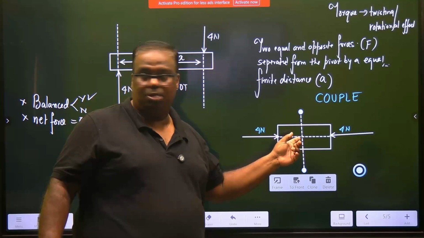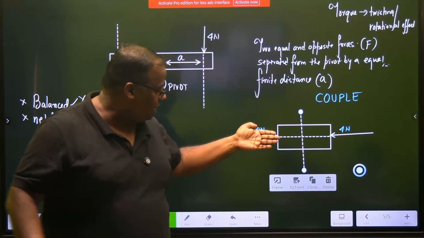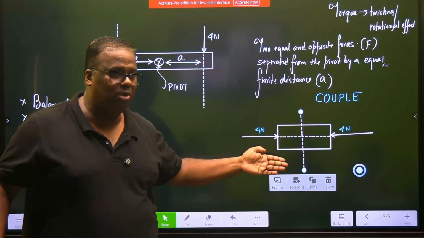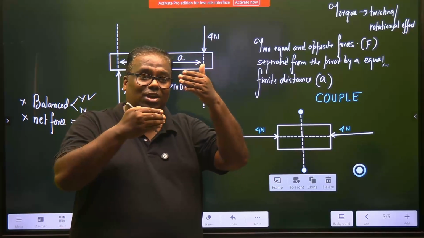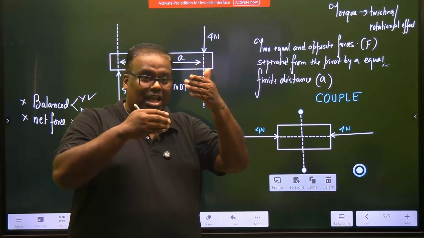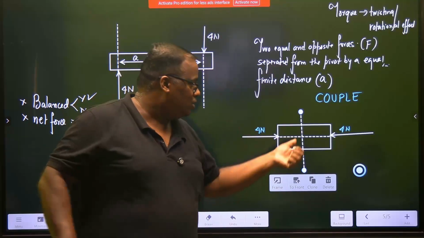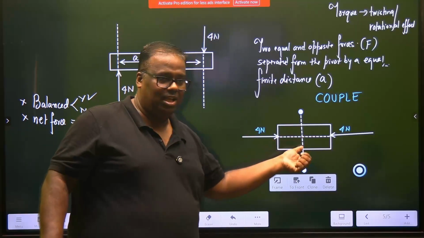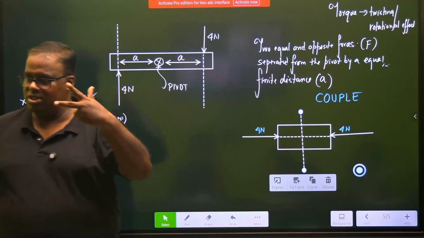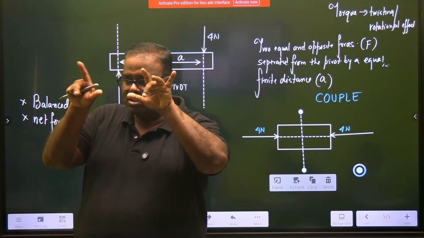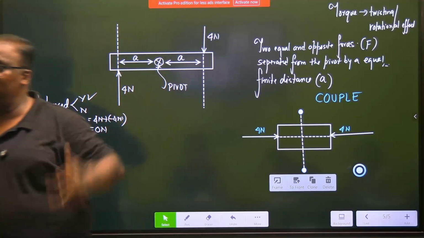This force is also coming and hitting. This is not a couple. For a couple, this force should be a little bit up and this should be a little bit down, but equally up and equally down. That's why the engine steering is made in that manner, so that both your hands come and fit. So this is A. This is A. Two equal and opposite forces separated by a finite distance from the pivot point will constitute a couple.